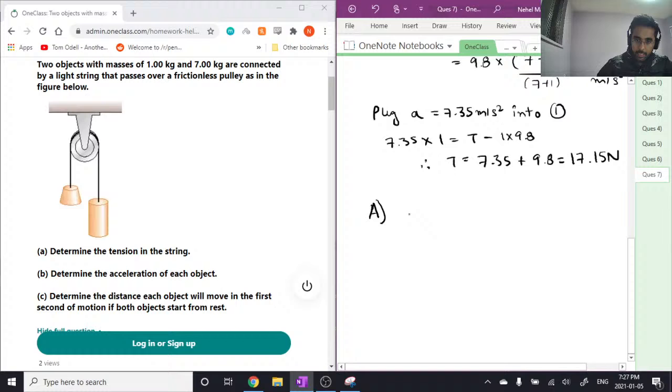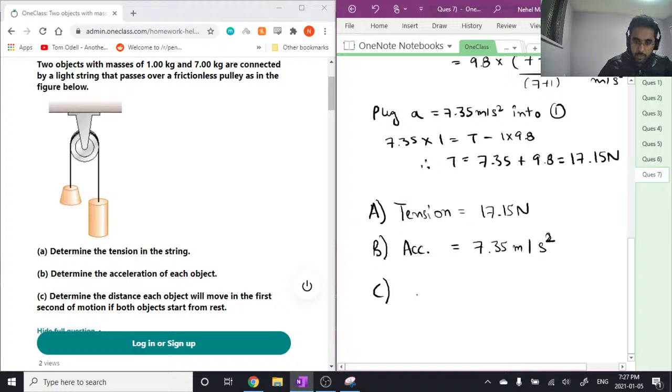So part A, tension is equal to 17.17 newtons. Part B, acceleration is equal to 7.35 meters per second squared. Okay, and part C, determine the distance each object would move in the first second. So for time t equals 1, how much would it move?